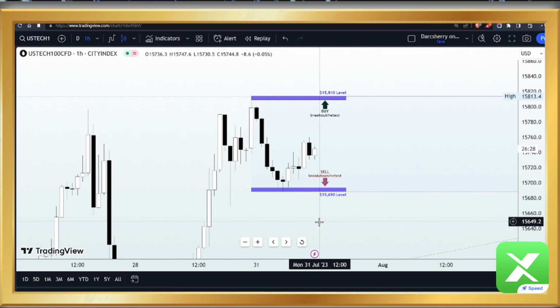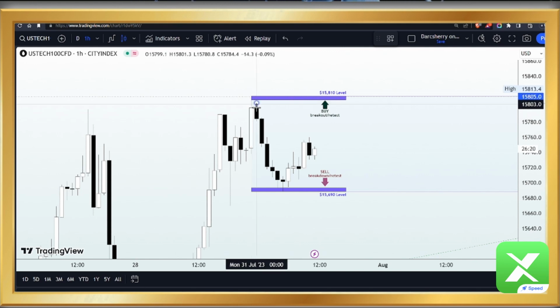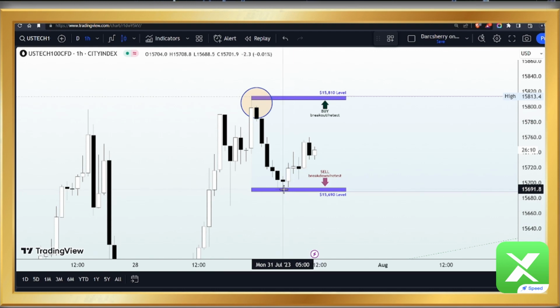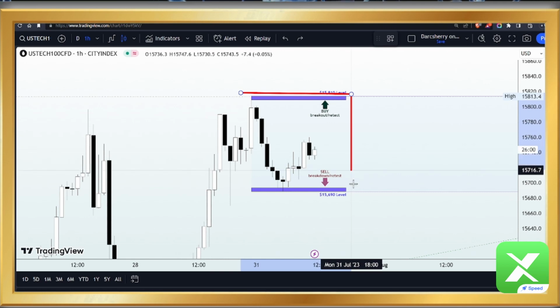Now, if you look at how the week has started here, you will see that the week started on a strong bearish note, as price action started the week at around the 15,810 level, which happens to be the highest point for this week, as we saw this impulsive bearish move bringing price into the 15,690 level. Now, we have a range where price action is currently trading at this point in time.